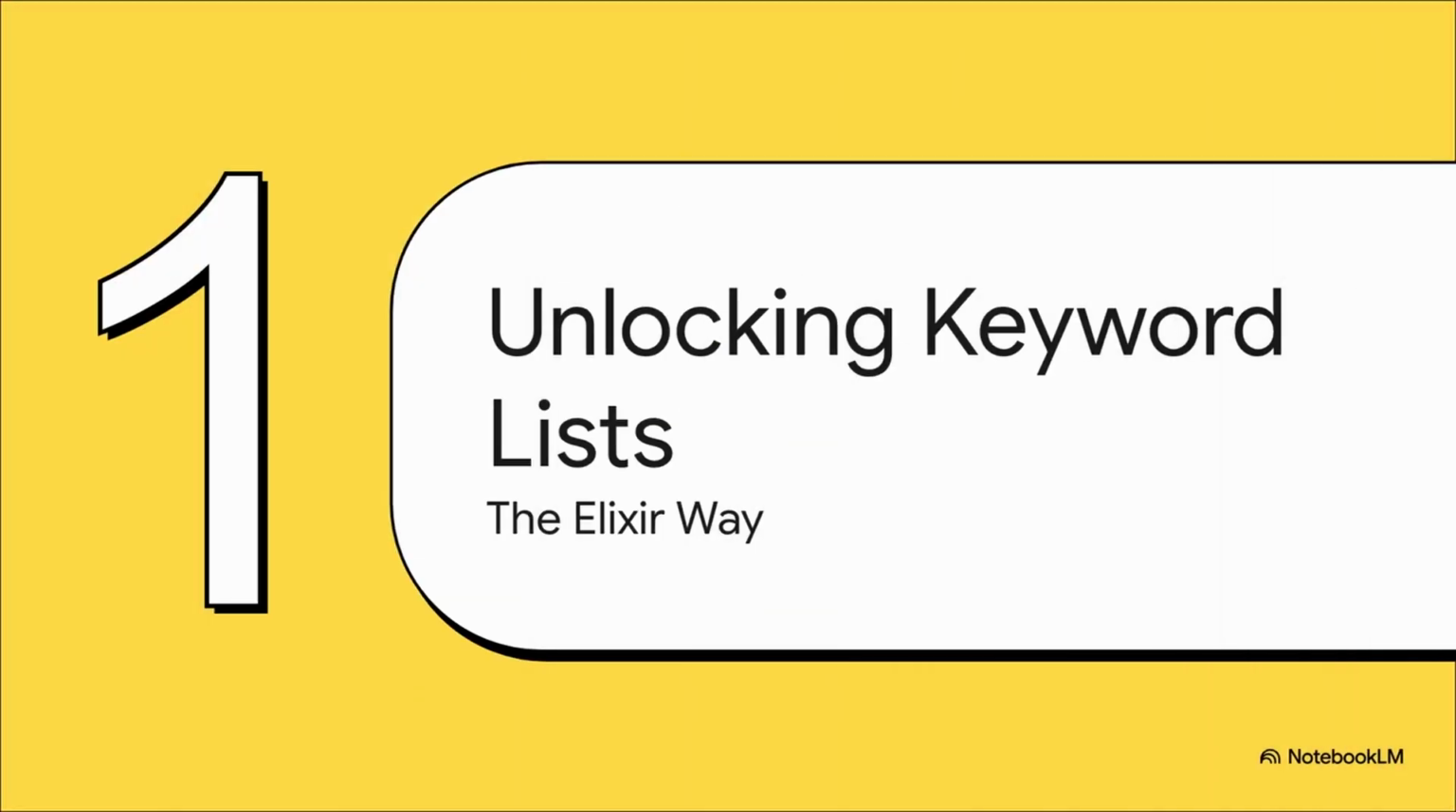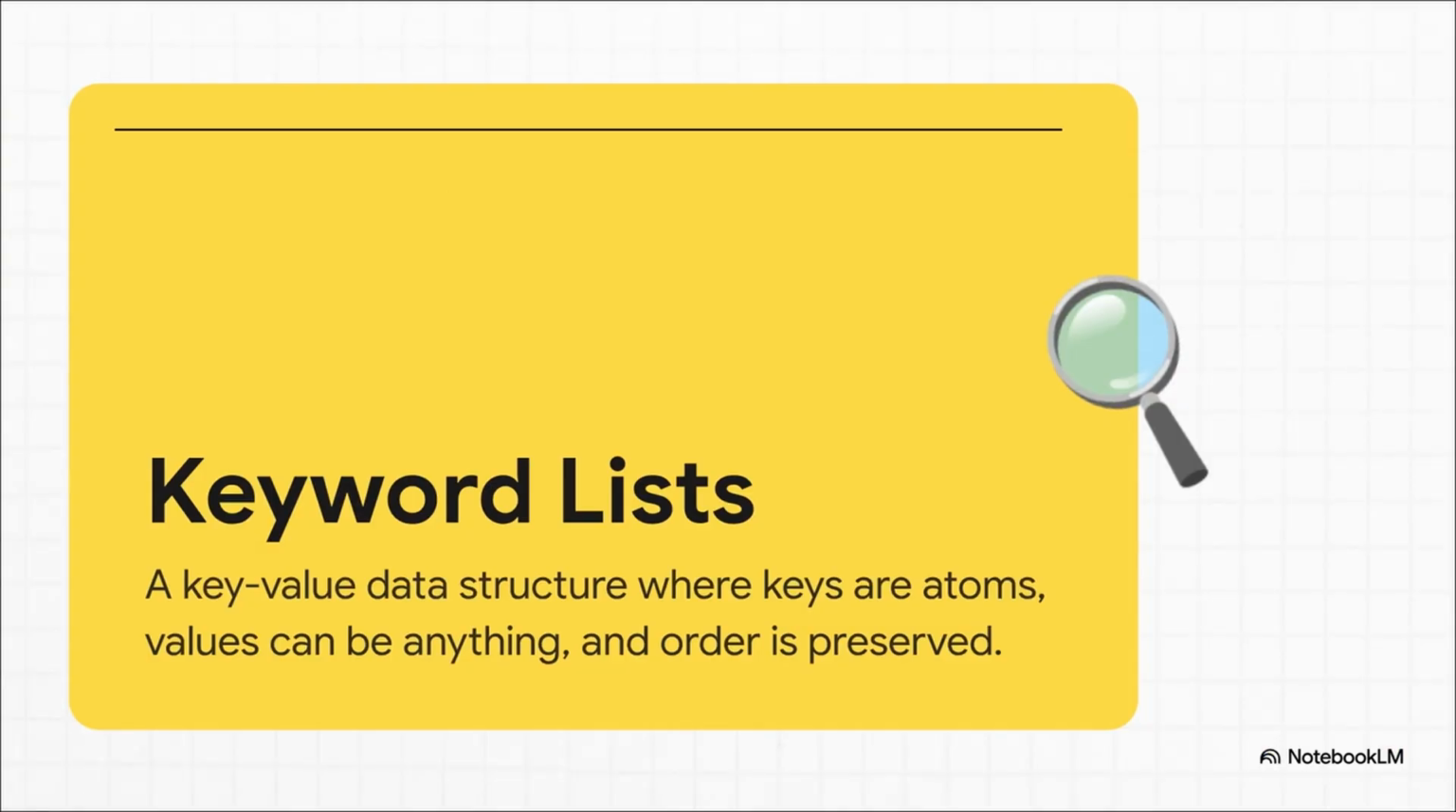So what's the secret? Well, the key to this whole transformation is a wonderfully simple and powerful data structure in Elixir, the keyword list. This is the main thing we're learning about today, so let's get a really clear picture of what these are. So what exactly is a keyword list? Well, at its heart, it's just a list of two-element tuples. The first part, the key, has to be an atom. The second part, the value, can be literally anything. And what's really important to remember is that their order is preserved, and you can even have duplicate keys.